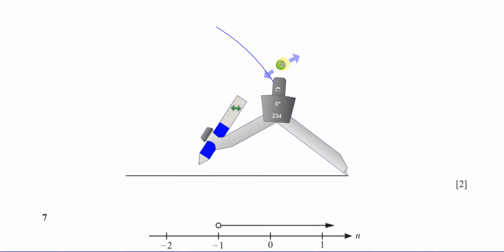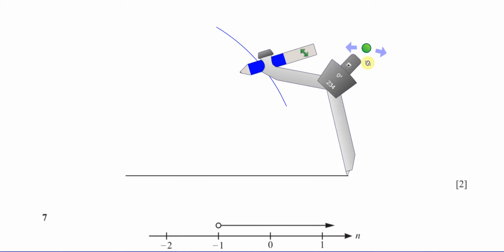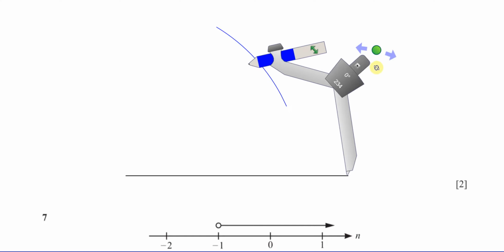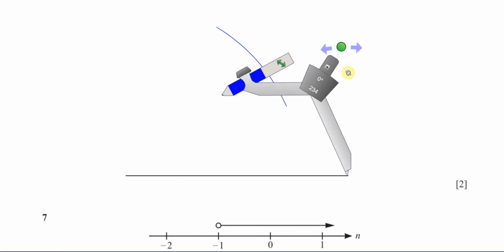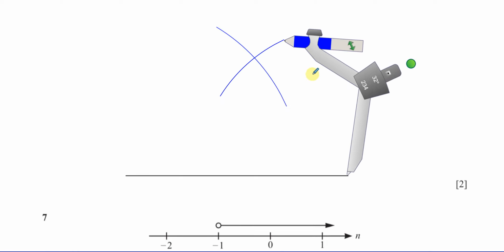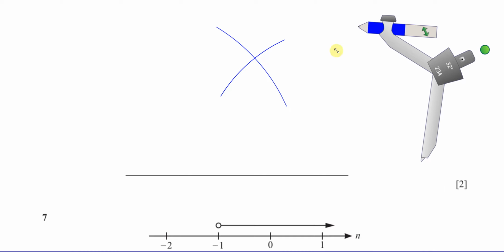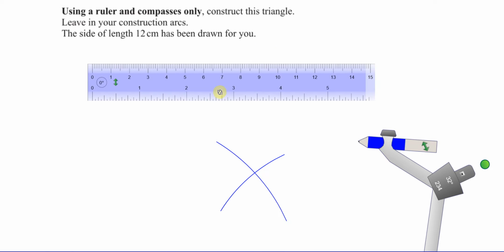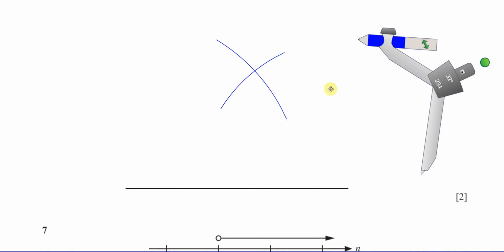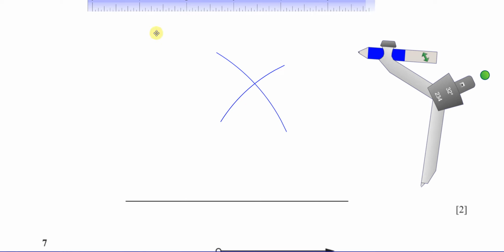If I now do this arc like this, I know everywhere along where this pencil passes is 8 centimeters away from that side. So I can see now that where those 2 arcs meet, that point is not only 9.5 centimeters away from this side, it is also 8 centimeters away from that side. The more accurately you do it, the better. It says leave your construction arcs, so don't cross them out. It should be in pencil, and you leave them.